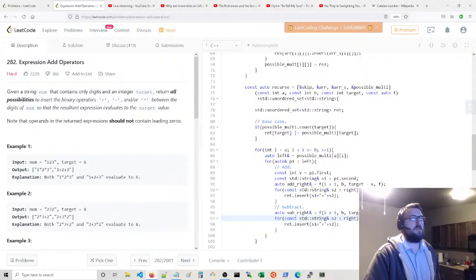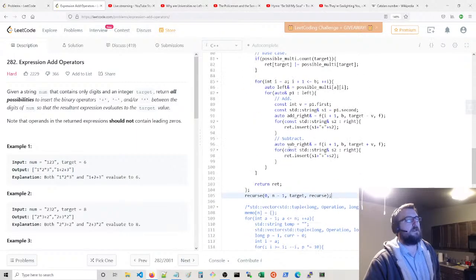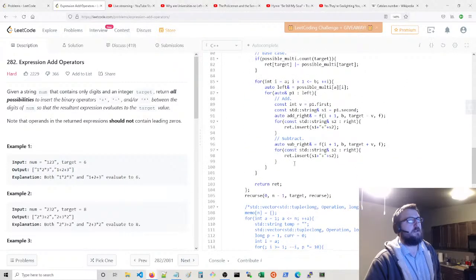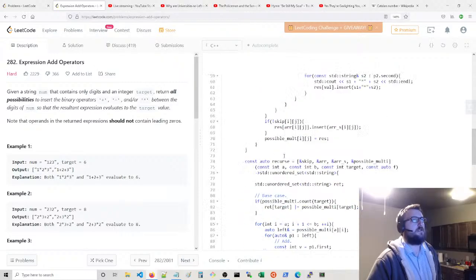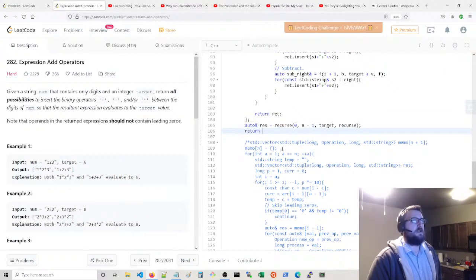Okay, so now we call f with a, b in our target, and f on the right side, this is I plus 1 to b. We operate over all the possible multiplications. And then we return ret. So I think that's it. It's relatively straightforward. From there, we use an unordered set of strings, but we can just return. So we can say auto ret equals this at the end of it, or result. I like to use result or intermediary results. And then you can return standard vector of strings of result.begin and result.end.